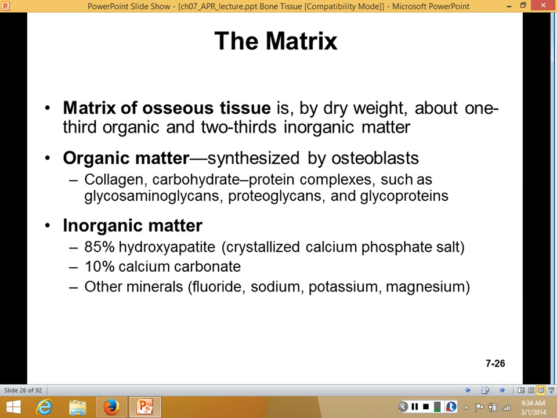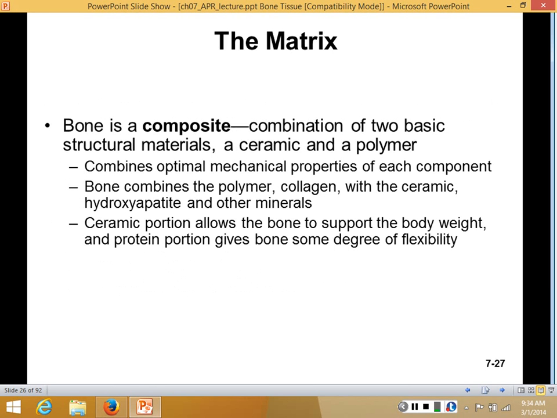Now with your collagen, you're going to get more flexibility, some degree of flexibility. Not a whole lot, but some degree of flexibility. Composite, which is in your textbook, you need to highlight this word here. You probably heard bone composition before. If you've been to an orthopedic doctor, they always talk about your bone composition or your bone composite. Bone composite, those two things I just mentioned to you earlier, the hydroxyapatite and the collagen. A combination of two basic structural materials: the ceramic portion, which is your hydroxyapatite, and your polymer, which is your collagen.